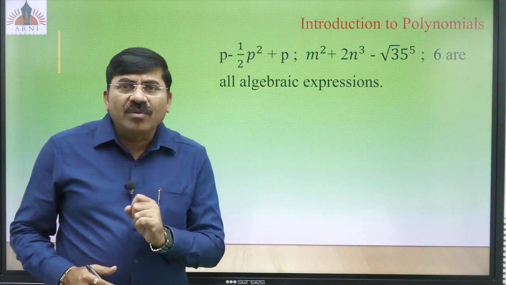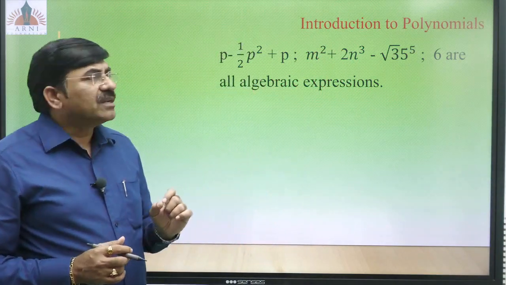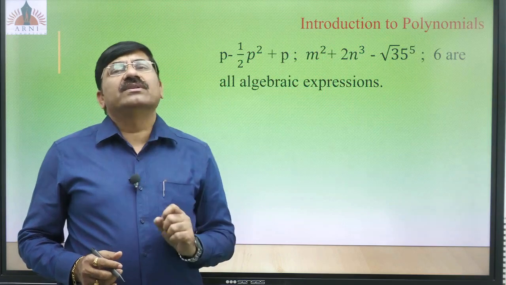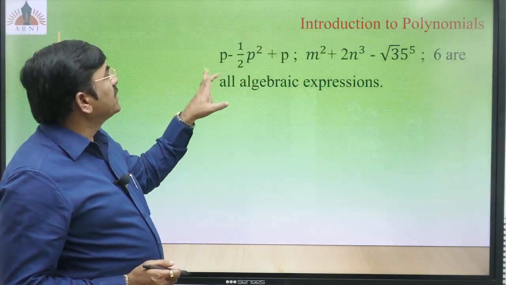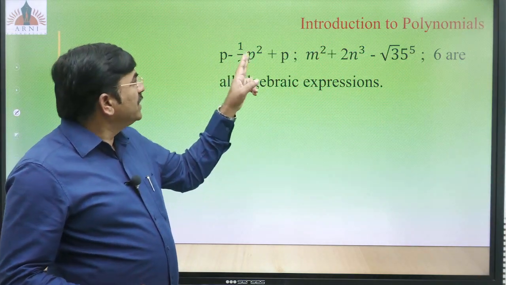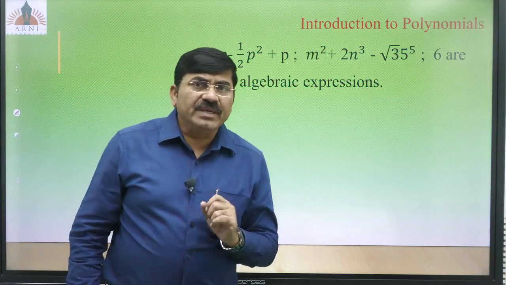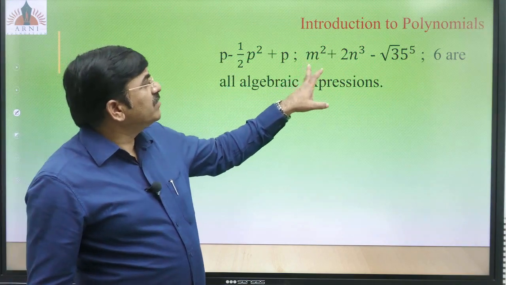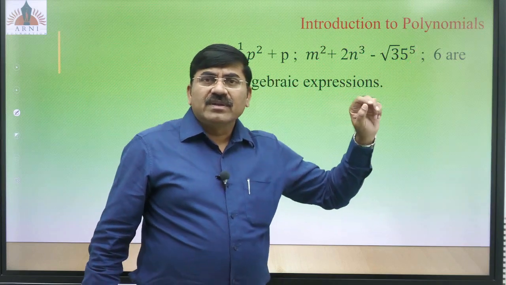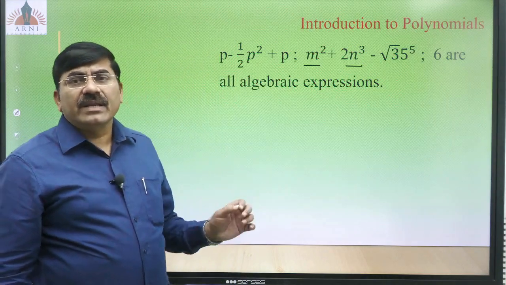To introduce the polynomial, we have to begin with expressions, because expressions are written as different mathematical terms one after the other. See this expression, written in this form: p minus 1 upon 2 p square plus p. This is the expression given in the form of p. The second expression is m square plus 2 n cube minus root of 35 raised to 5. This expression is given with different variables. m and n are variables.